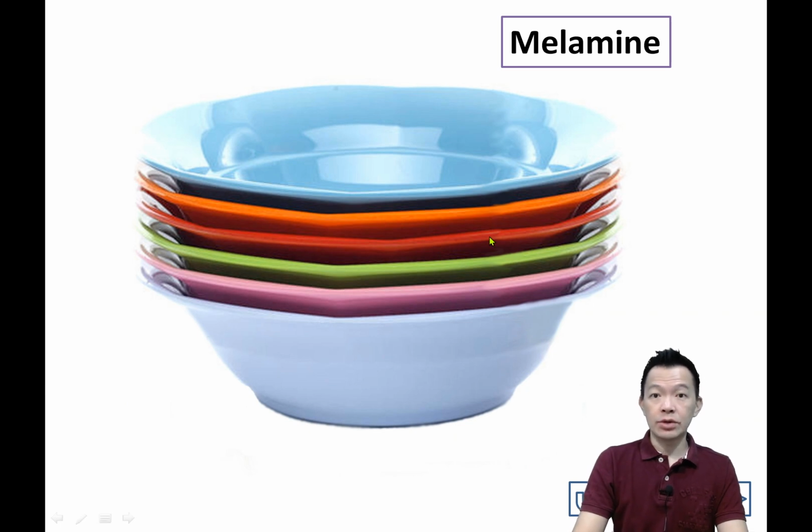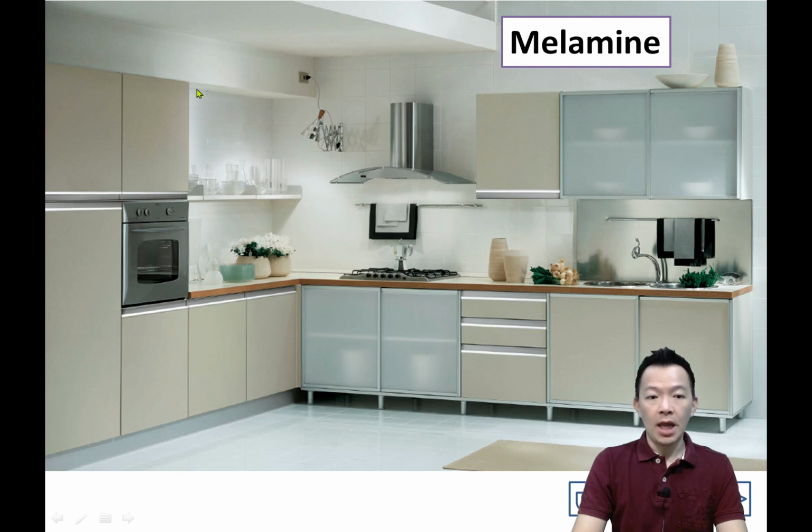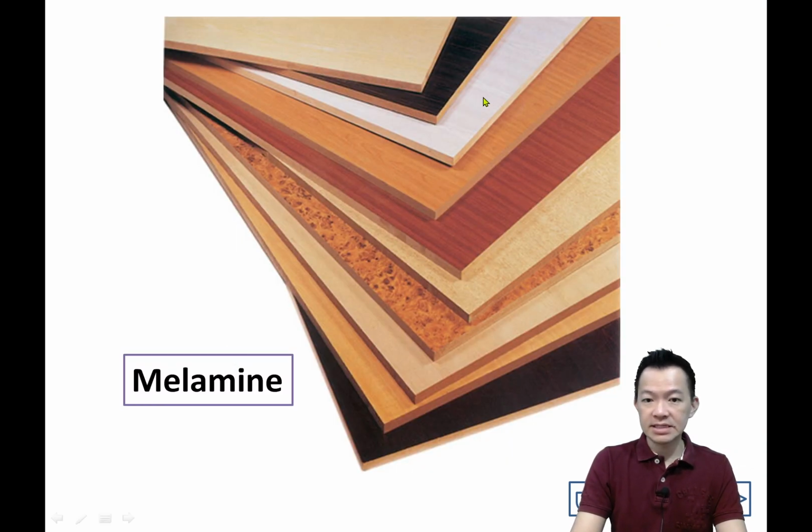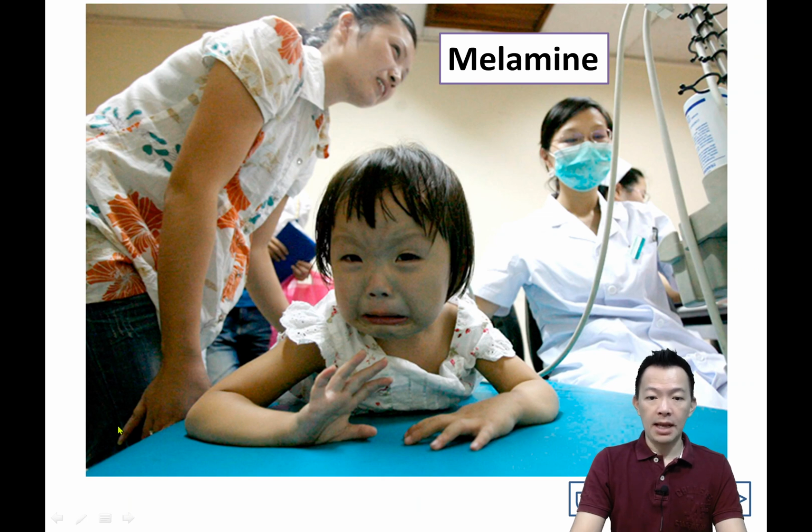Melamine. You eat char kway teow, they give you a plate. The plate is melamine, these things are all called melamine. Or your furniture, all the surface here, they are melamine. This surface layer is a layer of waterproof plastic called melamine, very heat resistant melamine.